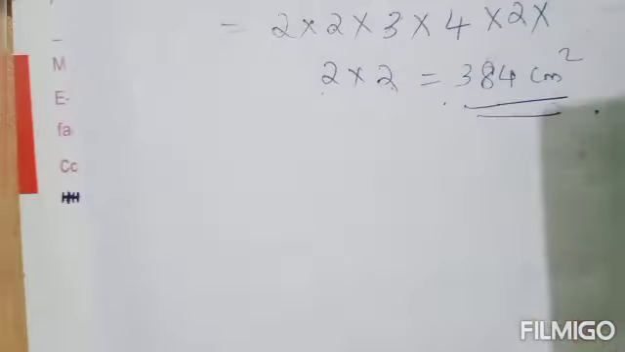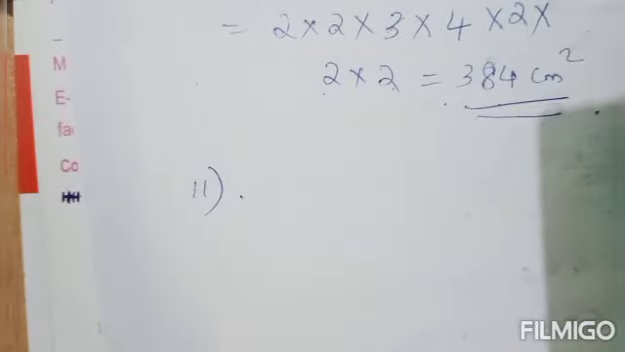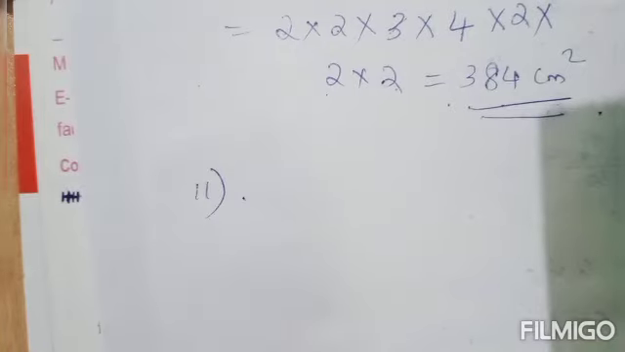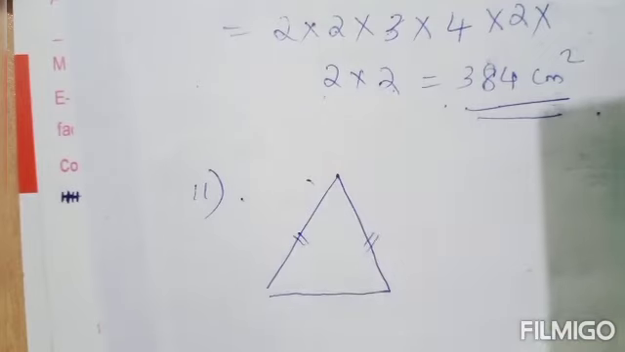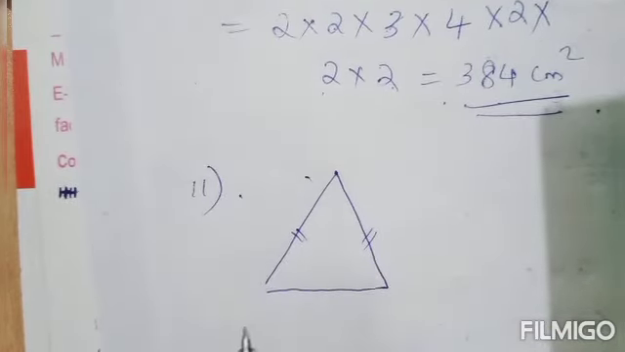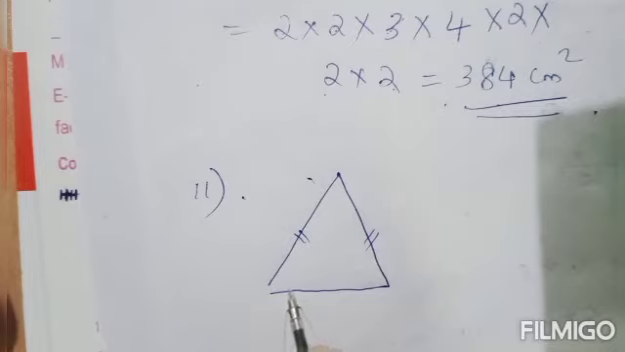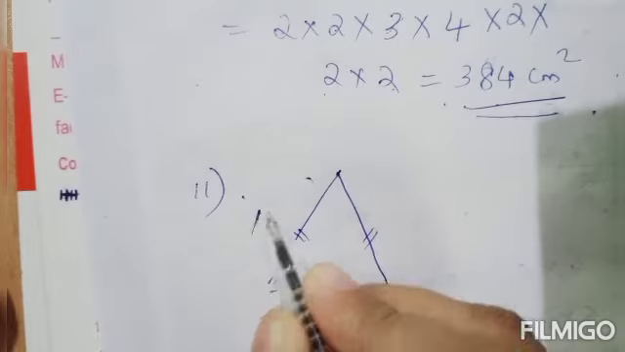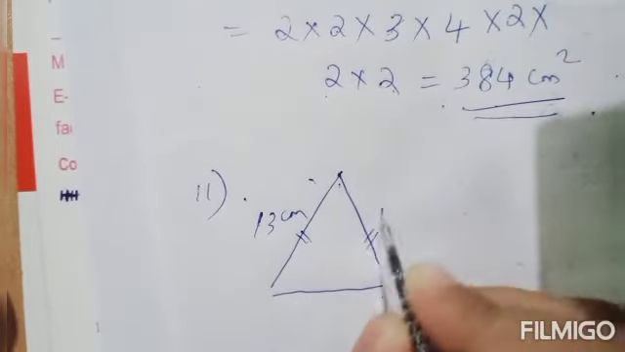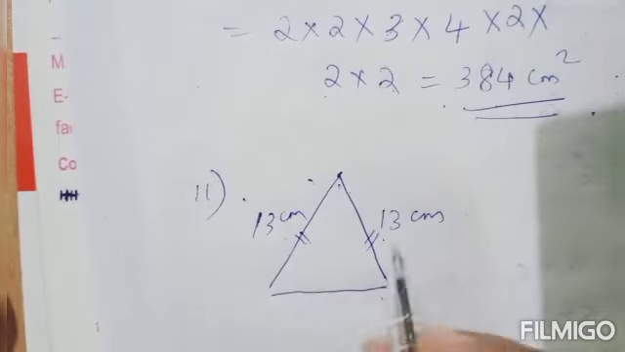Okay. Next, 11th question. One of the equal sides of an isosceles triangle is 13 centimeter and its perimeter is 50 centimeter. Find the area of the triangle. So isosceles triangle means a triangle whose two sides are equal. That is called an isosceles triangle. Now it is given one of the equal sides is 13 centimeter. So this side is also 13 centimeter. An isosceles triangle has two equal sides.